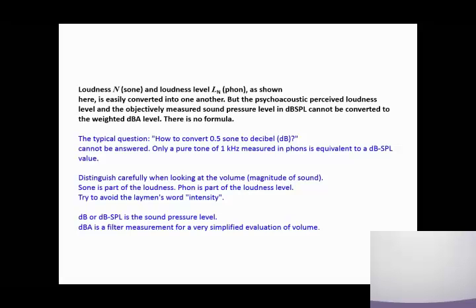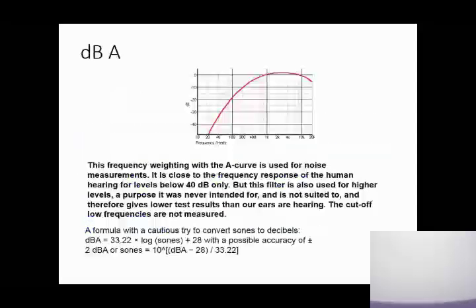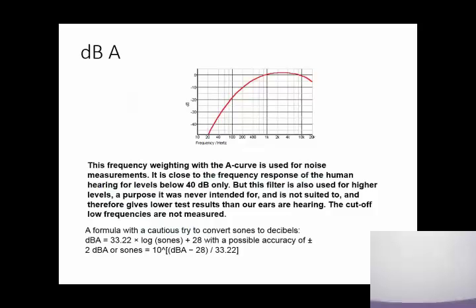Distinguish carefully: volume is the magnitude of sound, but zone is a measure of loudness, and phone is a measure of loudness level. Avoid the layman's term intensity. Loudness is a well-defined concept if you go into physics, but we're not usually dealing with physics, we're dealing with perception. dB or dB SPL is sound pressure level. dBA is a filtered measurement, and now I show you the dBA filter curve. I'm sure you've seen it. Everybody who has had a sound level meter in their hand knows that we usually switch on the dBA setting. Who has ever done that?